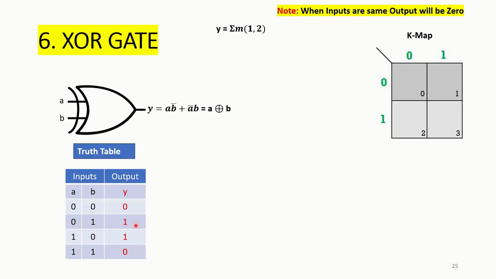In order to fill this truth table output, you need to know this condition: when inputs are the same, output will be 0. So you can see here these two inputs are the same, so output is 0. And here also these two inputs are the same, so output is 0. If not, it will be 1.